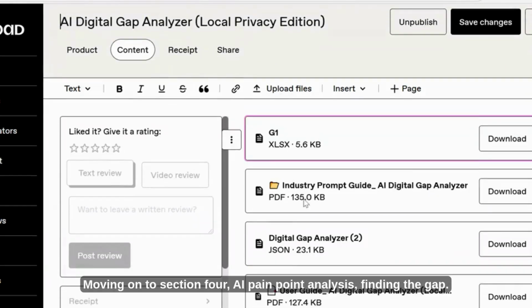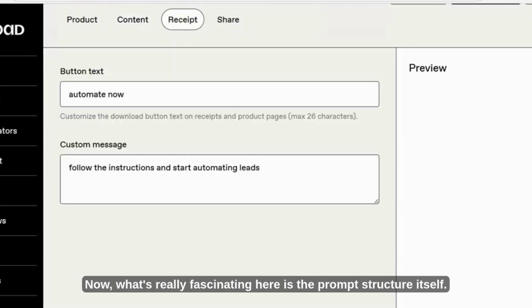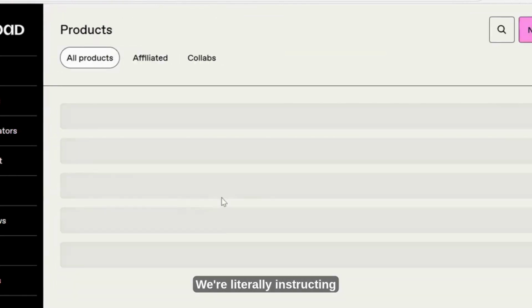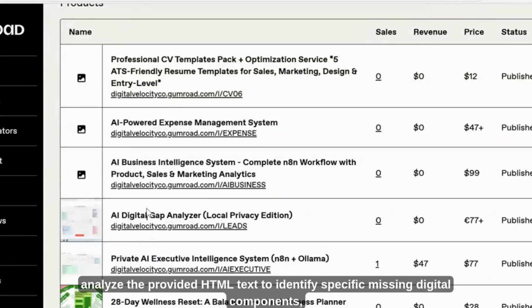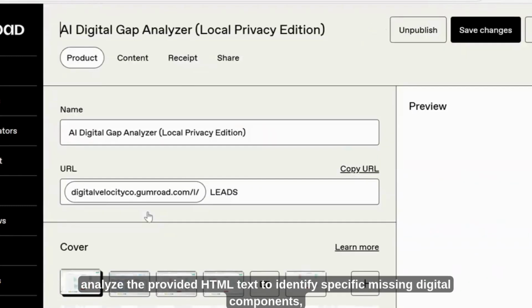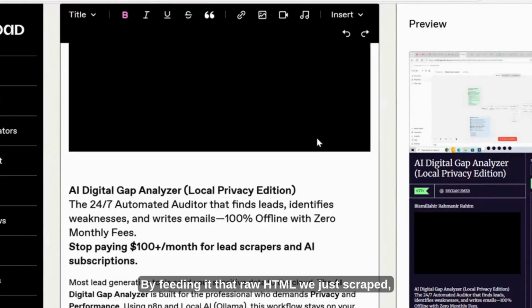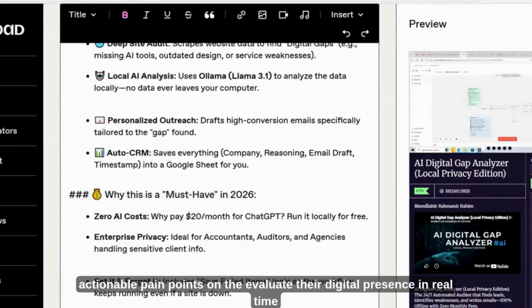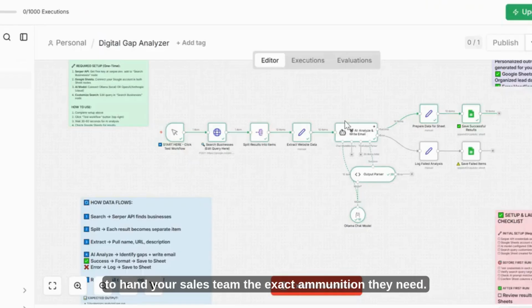Moving on to Section 4, AI pain point analysis, finding the gap. Now, what's really fascinating here is the prompt structure itself. We're literally instructing a local Llama 3.1 model to act as a business auditor, analyze the provided HTML text to identify specific missing digital components, like a booking system. By feeding it that raw HTML we just scraped, the AI generates incredibly precise, actionable pain points on the fly. It's evaluating their digital presence in real time to hand your sales team the exact ammunition they need.